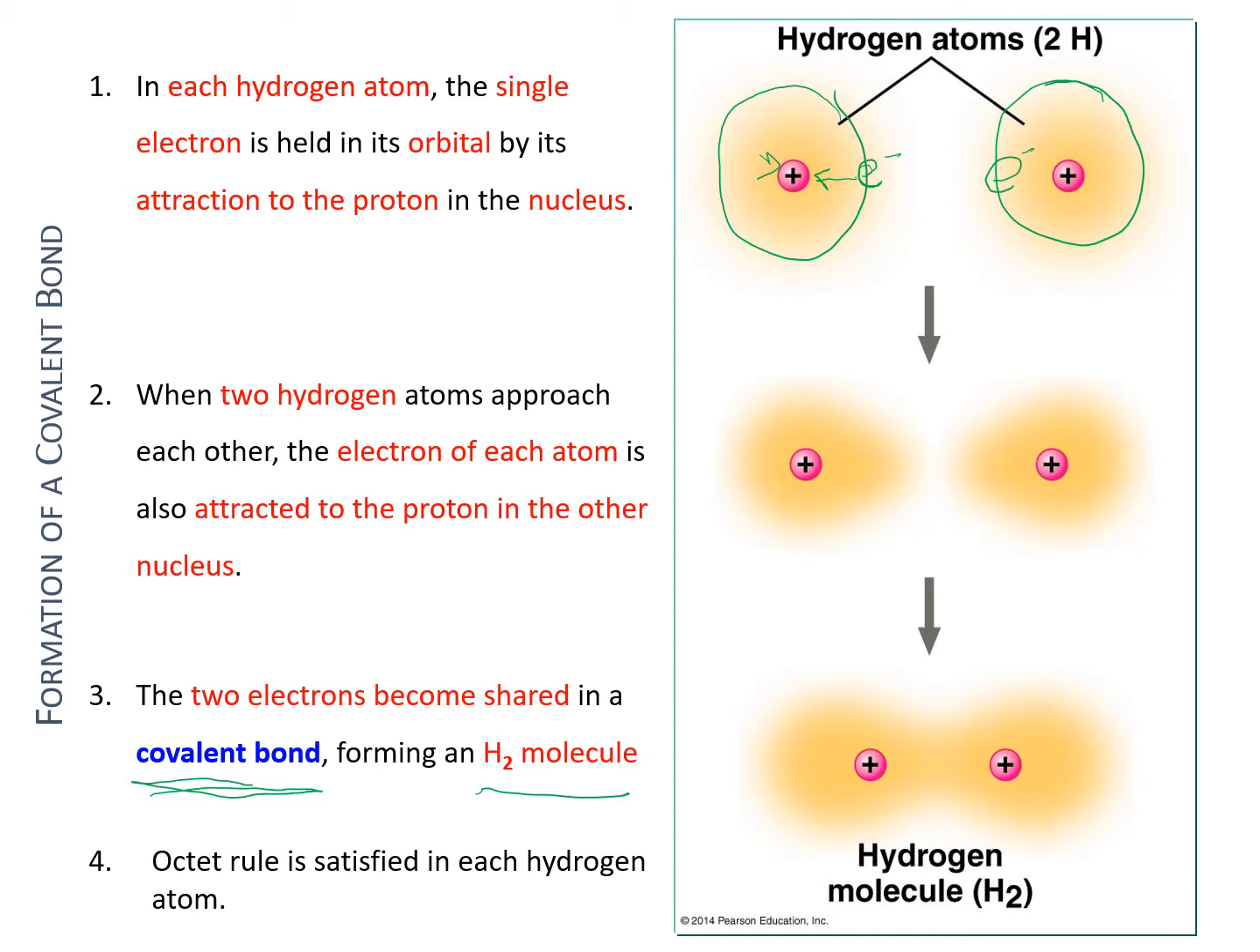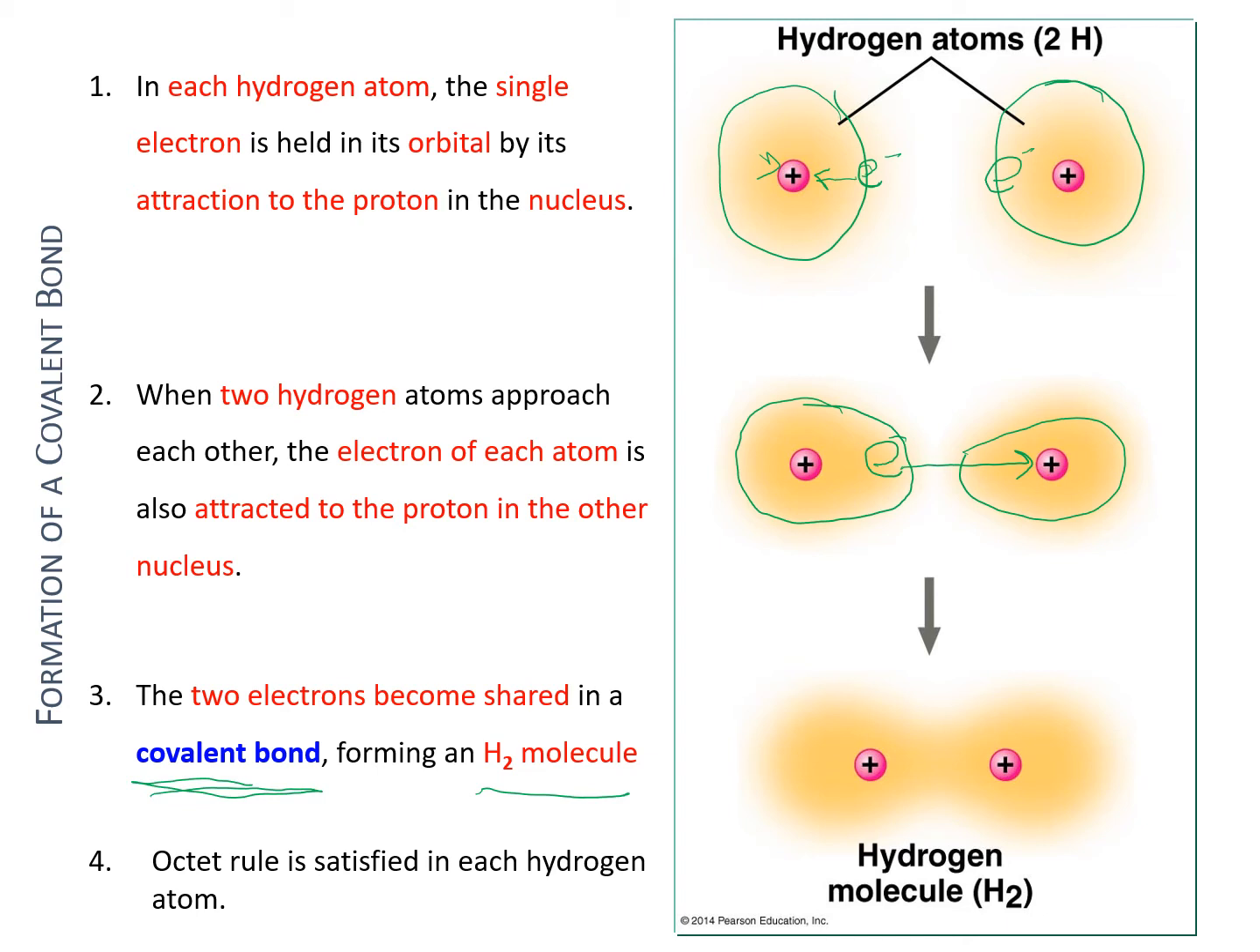So when 2 hydrogen atoms approach each other, the electron of each atom is also attracted to the proton in the other nucleus. When two hydrogen atoms are put near to one another, the electron of this hydrogen atom will be attracted to the proton of the other hydrogen atom that is near to it.